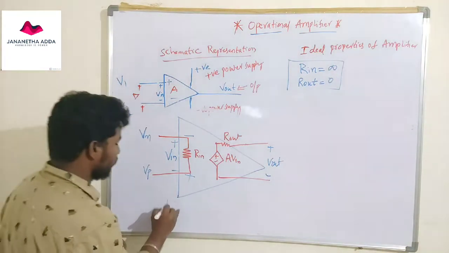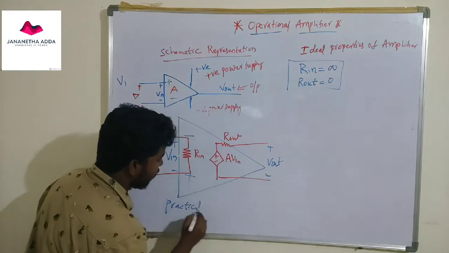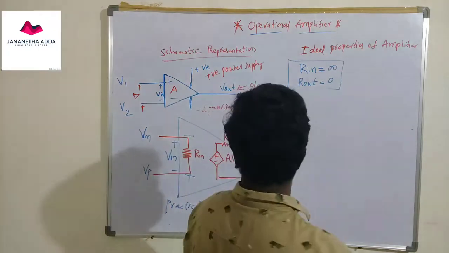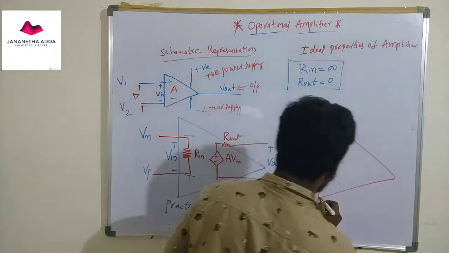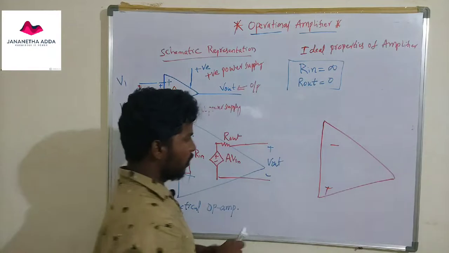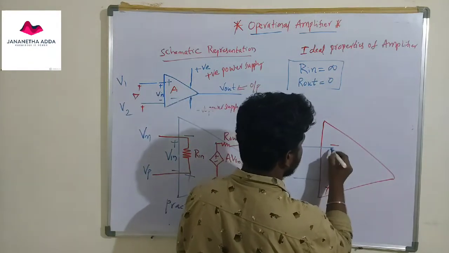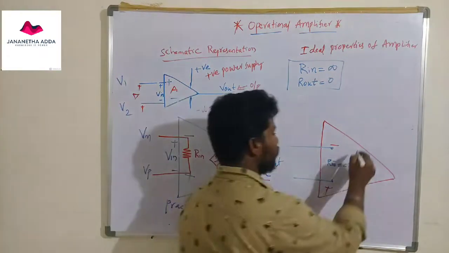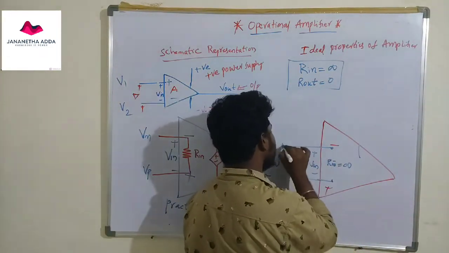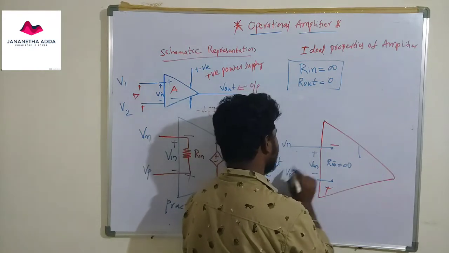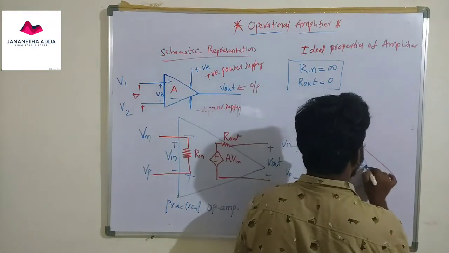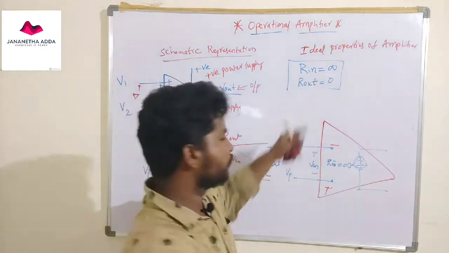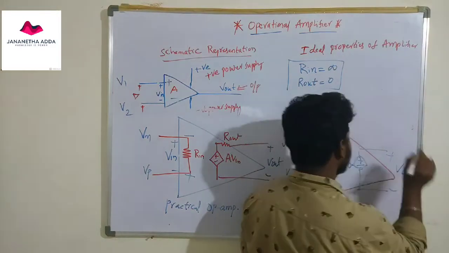So this is the practical op amp. If I go for the ideal representation of an amplifier, it will look like this. For an ideal op amp, the input resistance Rin should be infinity, and our Vin is taken between Vn and Vp. It has a dependent source, and our output resistance Rout should be equal to 0. So it will provide our V output.